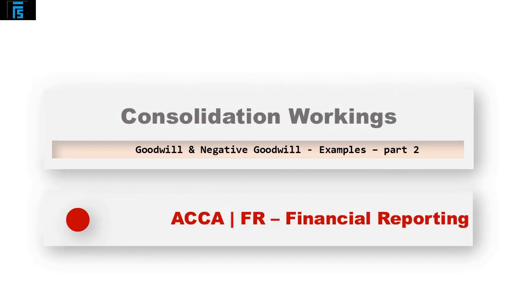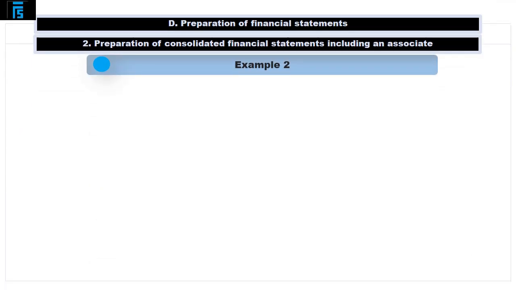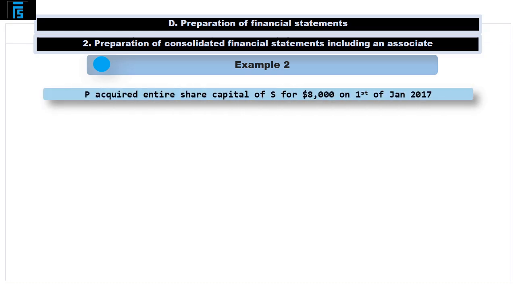In the second consolidation workings example, I want us to expand on the previous scenario by adding an element of earnings retained since the date of subsidiary acquisition. And example 2 reads, P acquired the entire share capital of S for €8,000 on the 1st of January 2017, when the statement of financial position of S was as follows.